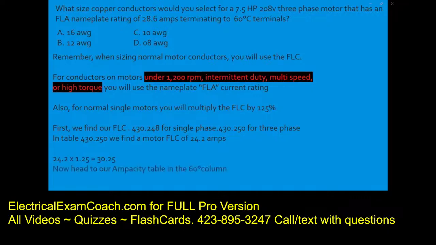Now we head to our primary ampacity table, being very careful to select from the 60° C column, because our terminals are rated 60° C. And we're going to select C.